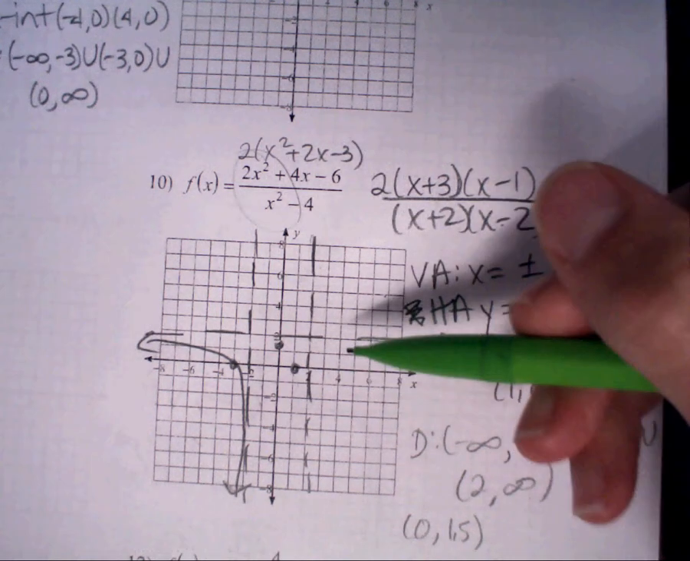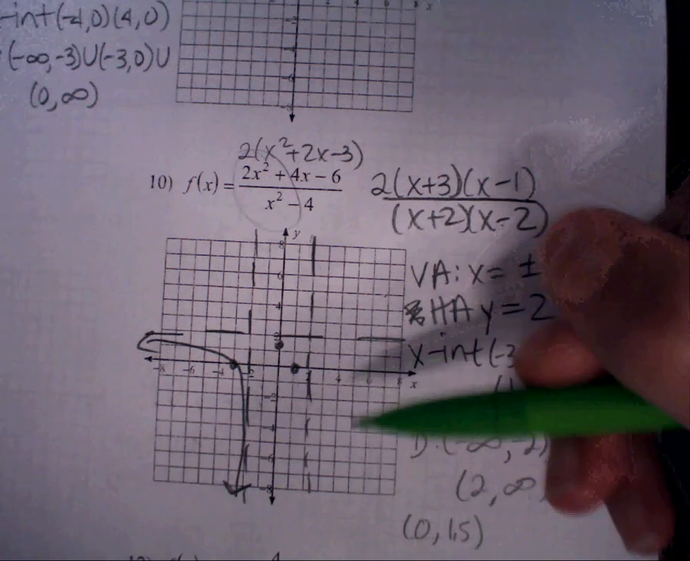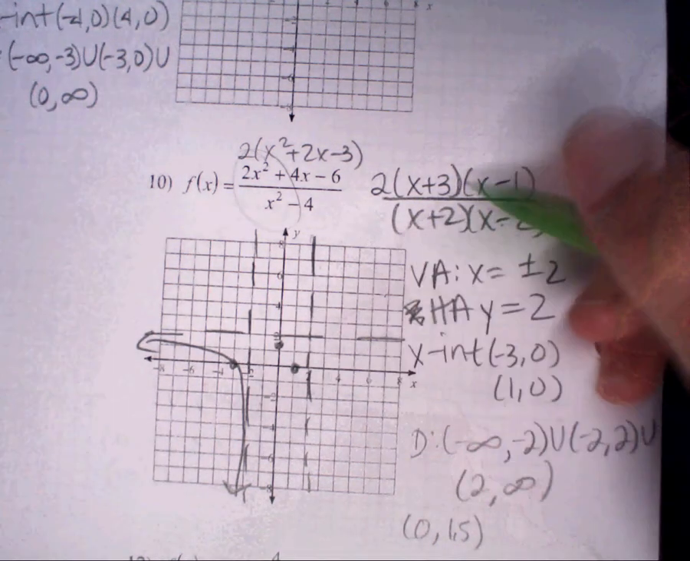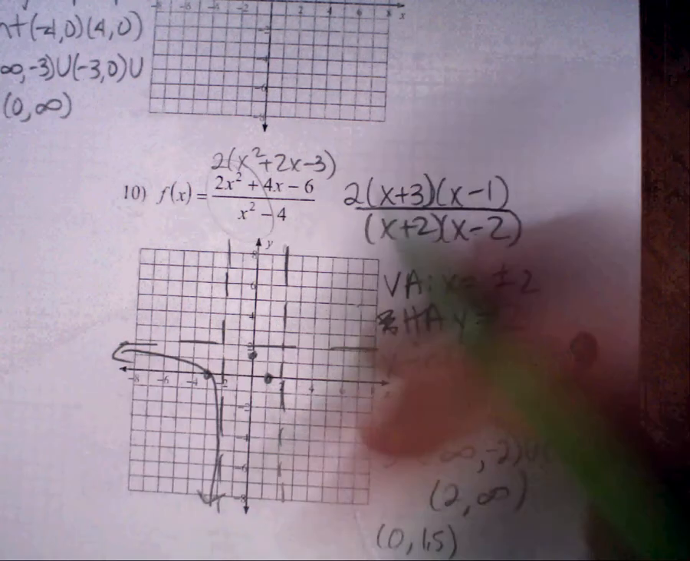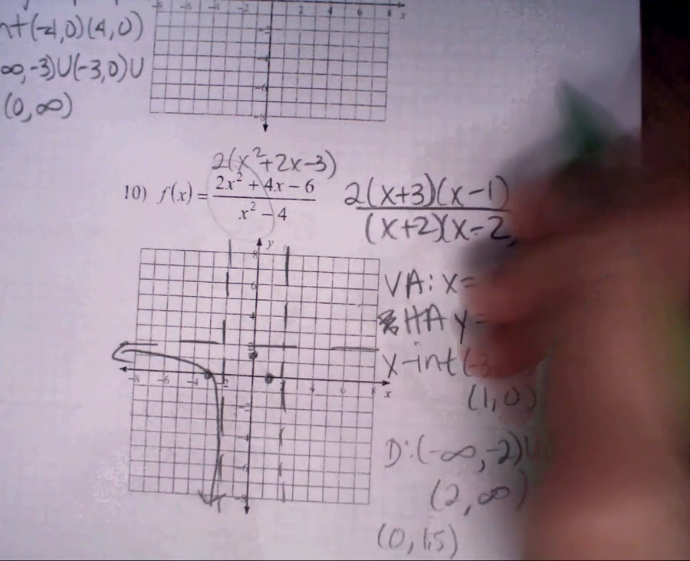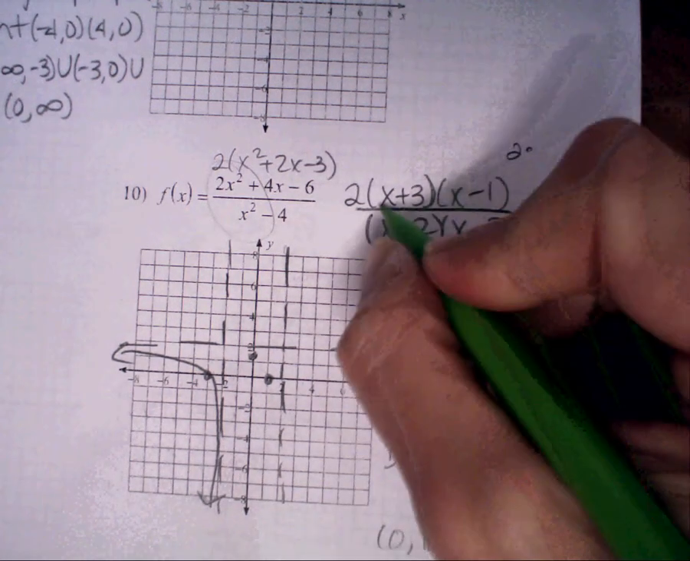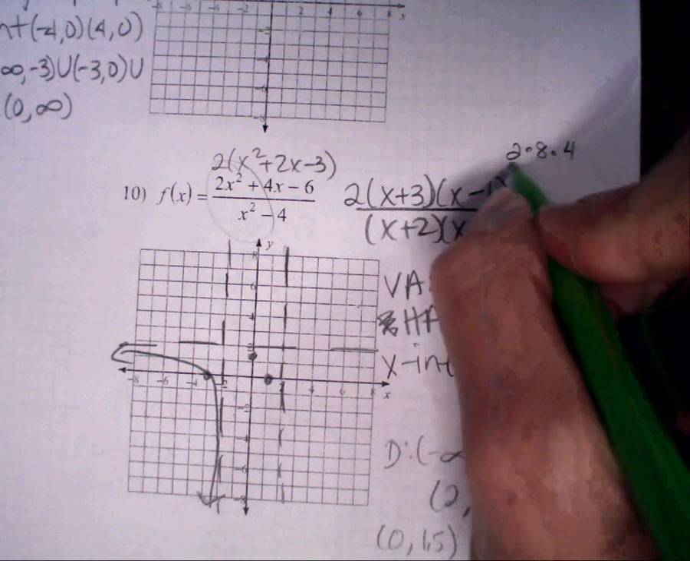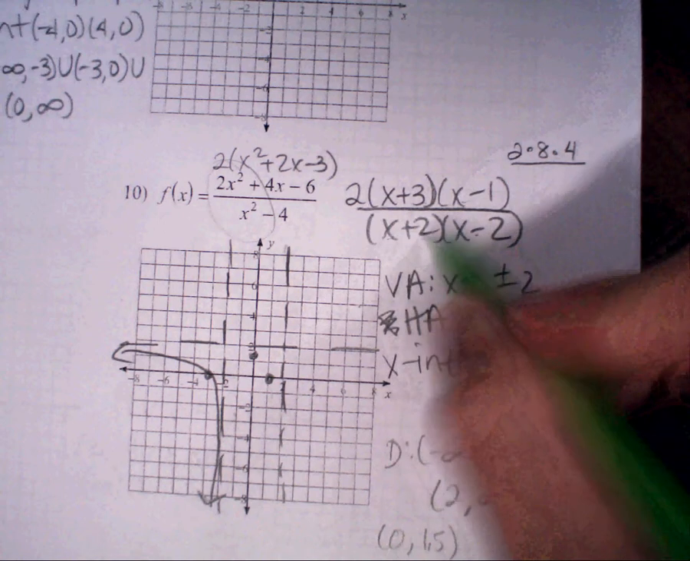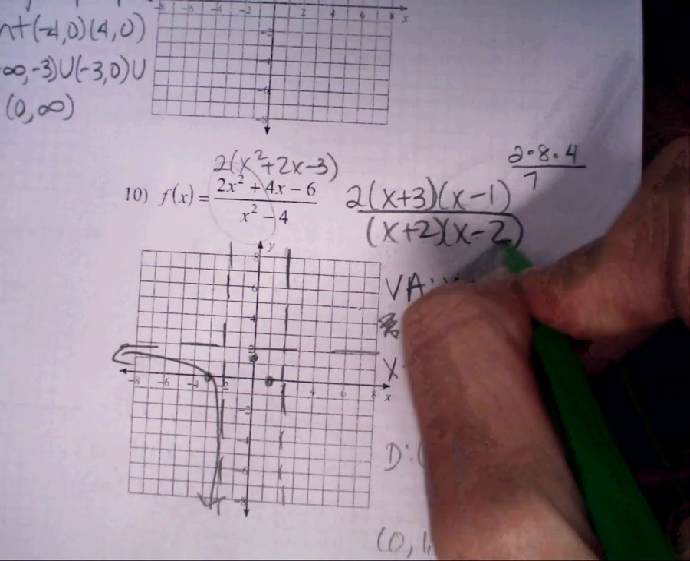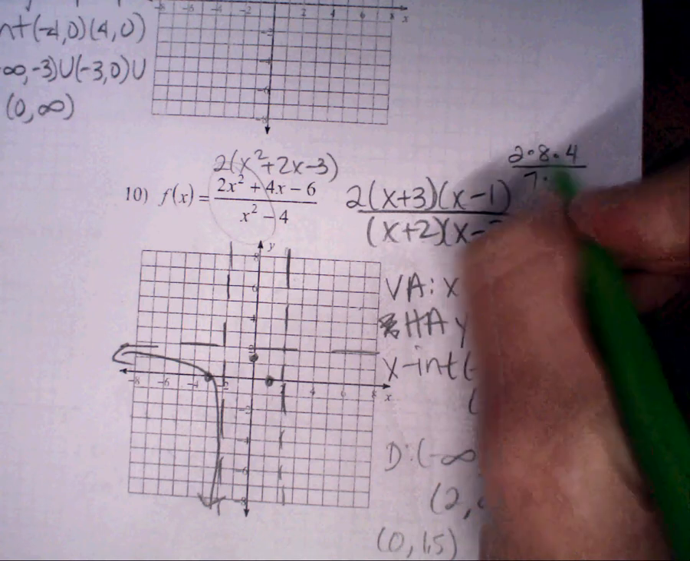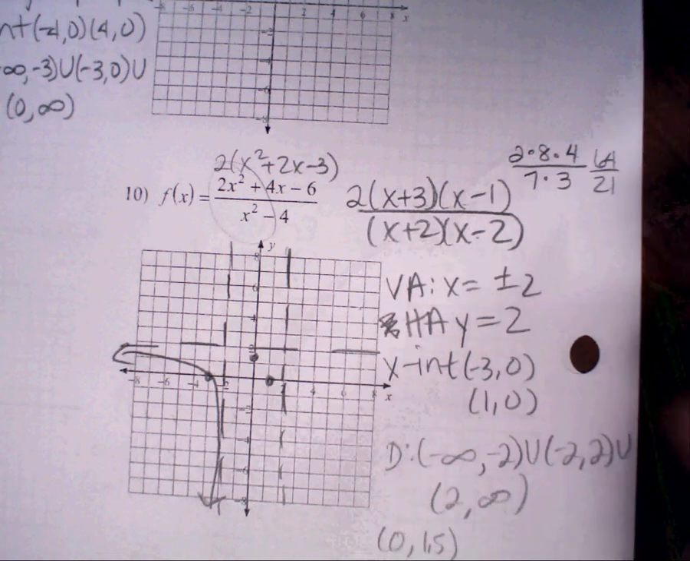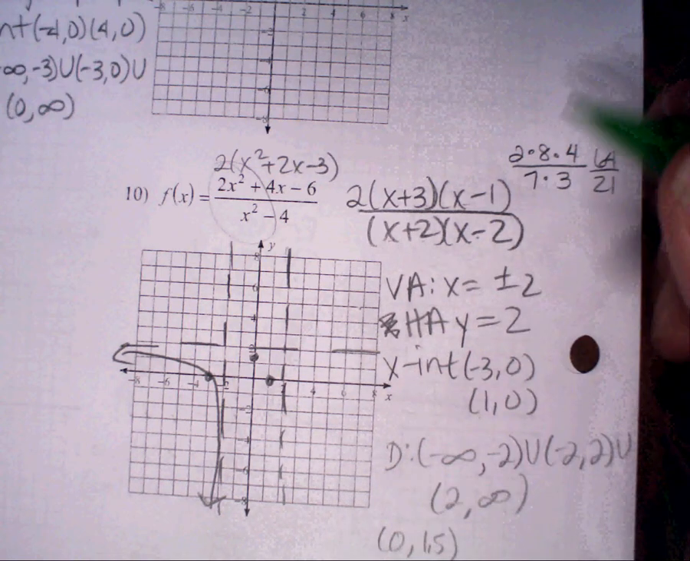Okay, so what I'm going to do is take a point over here. So I took 4. No. I took 5, and I plugged 5 into this equation. I just picked a point on this side. So it's 2 times 5 plus 3 is 8. 5 minus 1 is 4. Over 5 plus 2 is 7. 5 minus 2 is 3. So that's 64 over 21, I think. I feel like that math is wrong.